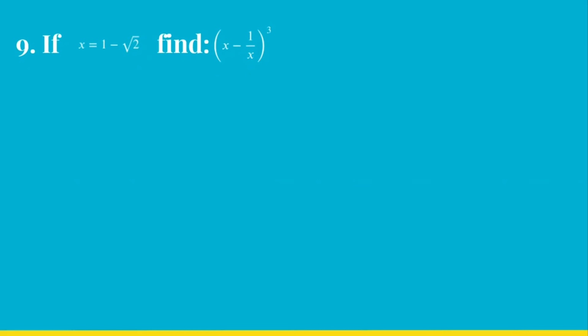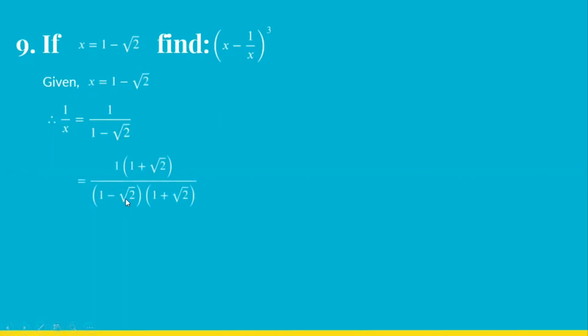If x is equal to 1 minus root 2, find x minus 1 upon x the whole cube. So let us first find the value of 1 upon x. Since x is given, now we will be finding the value of 1 upon x. So 1 upon x is 1 upon 1 minus root 2. Let us rationalize. So the rationalizing factor is 1 plus root 2. Multiplying by 1 plus root 2, a minus b into a plus b is a square minus b square.